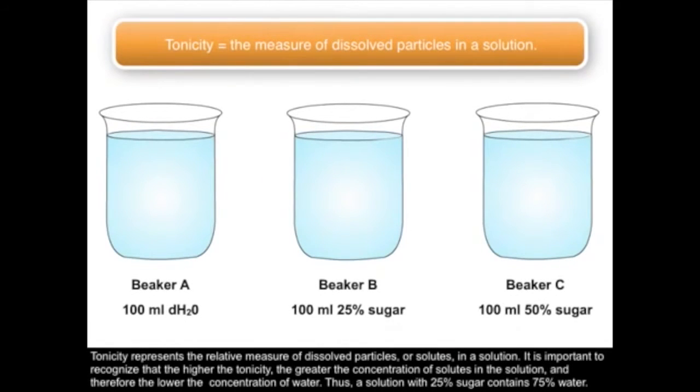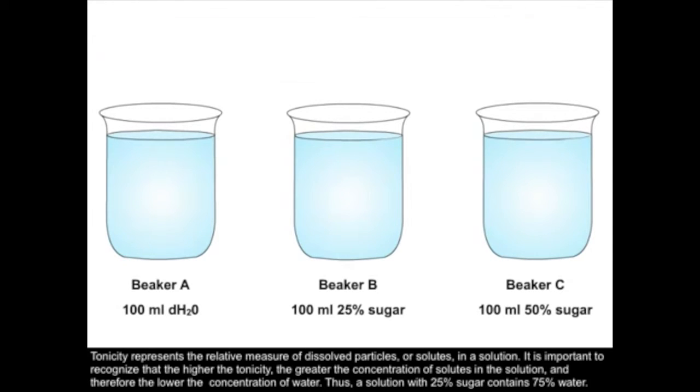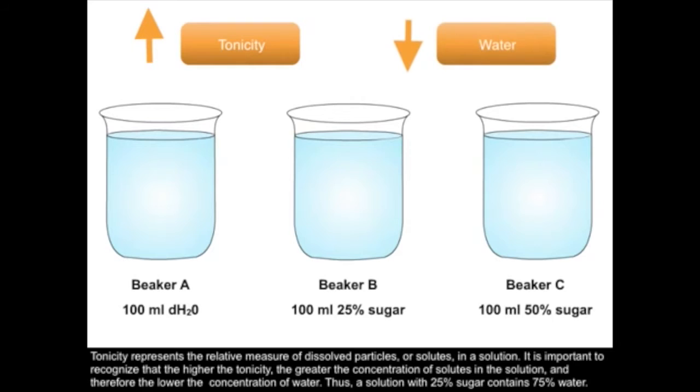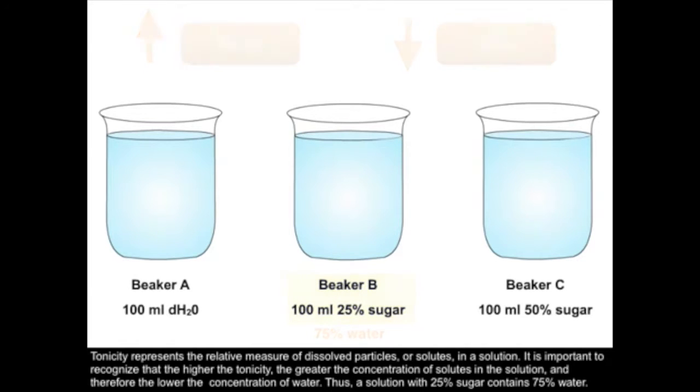Tonicity represents the relative measure of dissolved particles or solutes in a solution. It is important to recognize that the higher the tonicity, the greater the concentration of solutes in the solution, and therefore the lower the concentration of water. Thus, a solution with 25% sugar contains 75% water.